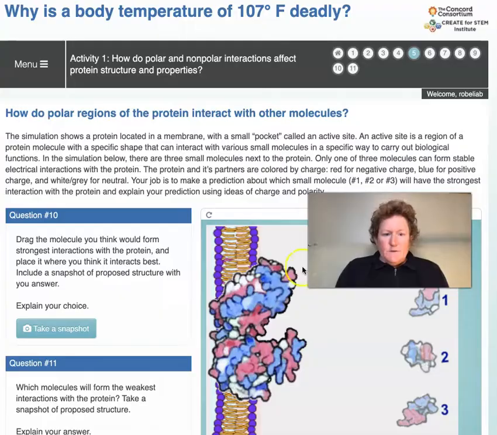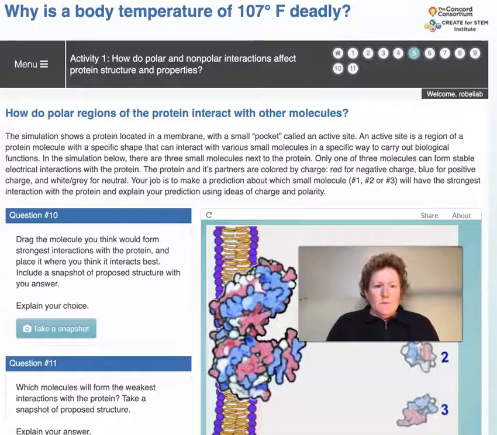So this gets interesting here. We have lots of polarity and some neutral sections as well. This is the structure of a protein all curled up, and we're going to learn about that. How do polar regions of a protein interact with other molecules?